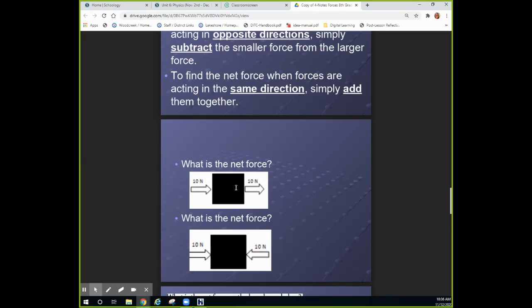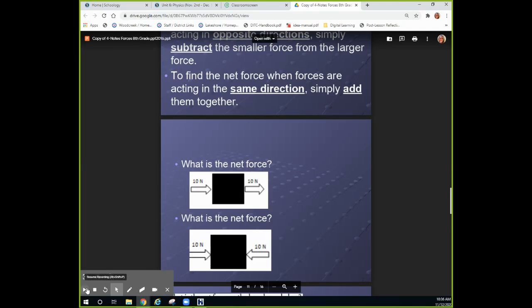And what direction is this box going to move? It's going to move to the right, the same direction that the force is being applied. Okay? So let's do the second example. First step is to identify the direction of each force. The first one is being applied to the right, and the second force is being applied to the left. Even though both of these arrows are pointing at the box, they are pointing in different directions. These are opposing forces. So that means we need to subtract 10 newtons minus 10 newtons. The net force is 0.